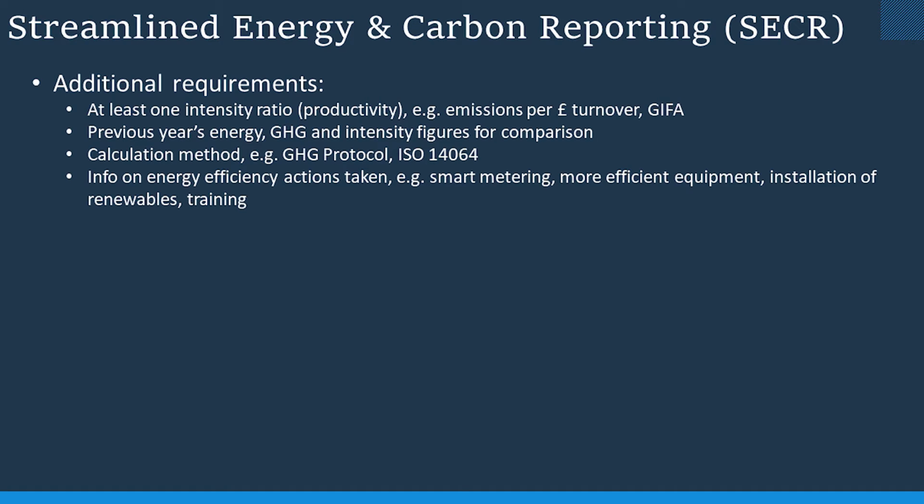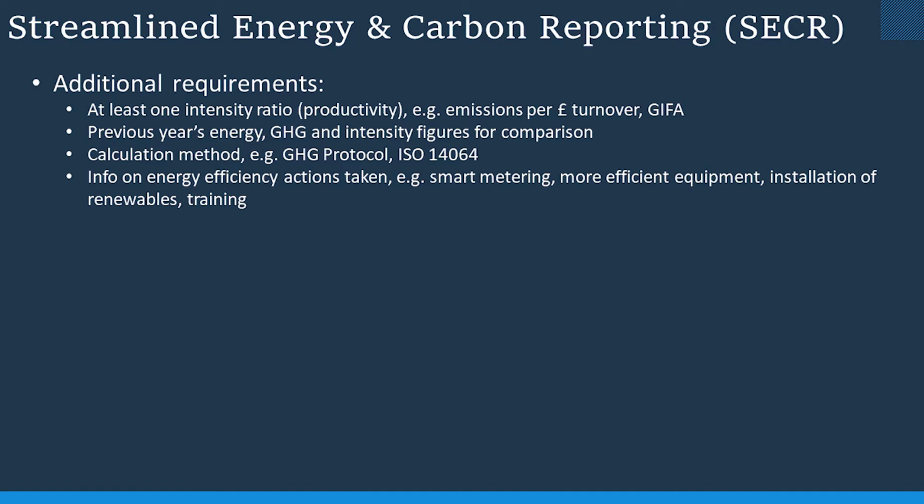It's not just about the numbers. So you need to provide also an intensity ratio to show how productive and efficient you are. For example, the most commonly used one is emissions per pound of turnover or per £1 million of turnover, or it could be per gross internal floor area, some metric that normalizes it so you can see how efficient the business is with its energy consumption. And then over time, how more productive and more efficient it's getting.